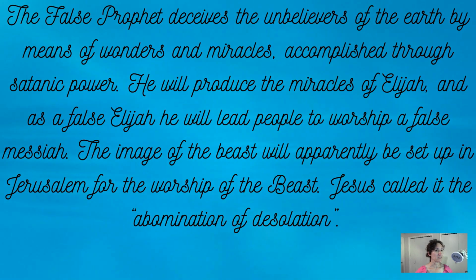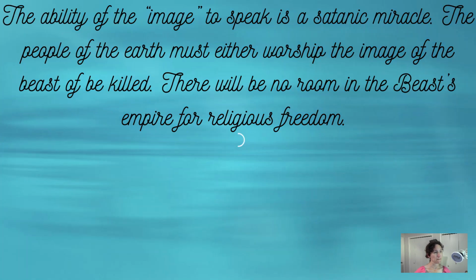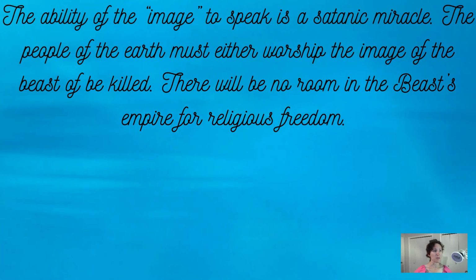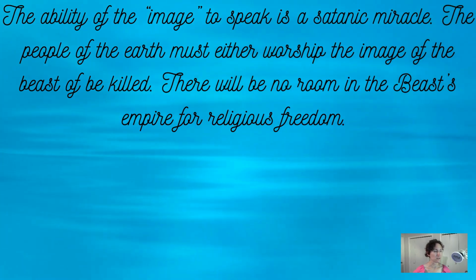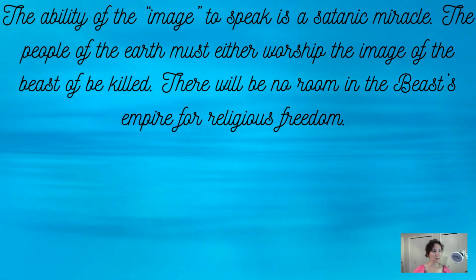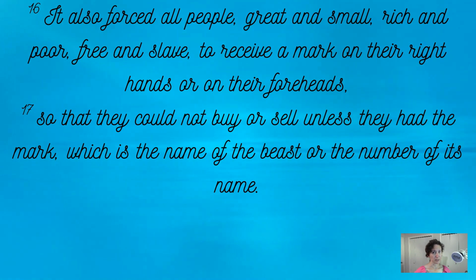The false prophet deceives the unbelievers of the earth by means of wonders and miracles, accomplished through satanic power. He will produce the miracles of Elijah, and as a false Elijah, he will lead people to worship a false Messiah. The image of the beast will apparently be set up in Jerusalem for the worship of the beast. Jesus called it the abomination of desolation. The ability of the image to speak is a satanic miracle. The people of the earth must either worship the image of the beast or be killed. There will be no room in the beast's empire for religious freedom.